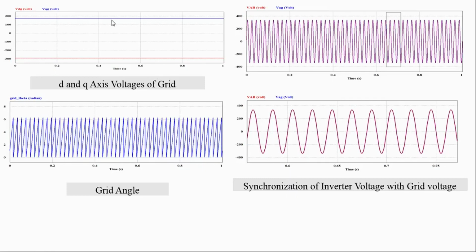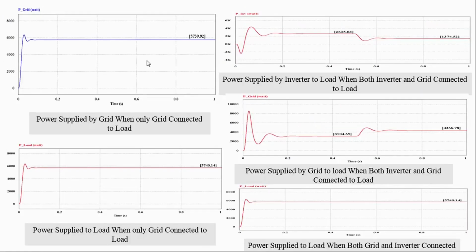And similarly, at that time also we should check the D and Q axis of the grid. So we need to select the grid angle, and according to that we shall perform this simulation. Likewise, there is a voltage. So VAB is the voltage and VAG is the grid voltage. So it has also been superimposed on the same. So it is synchronization of the inverter with the grid voltage.